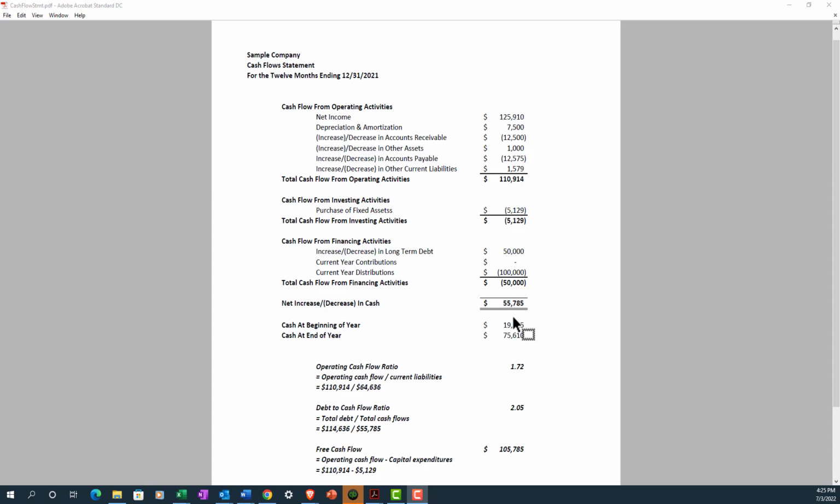So this net increase or decrease is the total of cash flows from operating activities, investing activities, and financing activities. It also equals cash at the end of the year minus cash at the beginning of the year. So both of those calculations tie back to the $55,785 we have here on our screen.